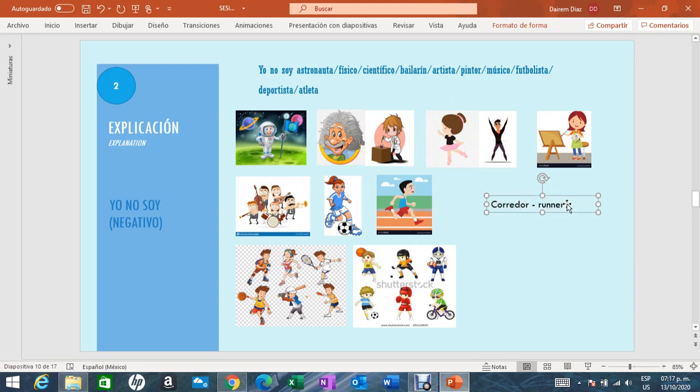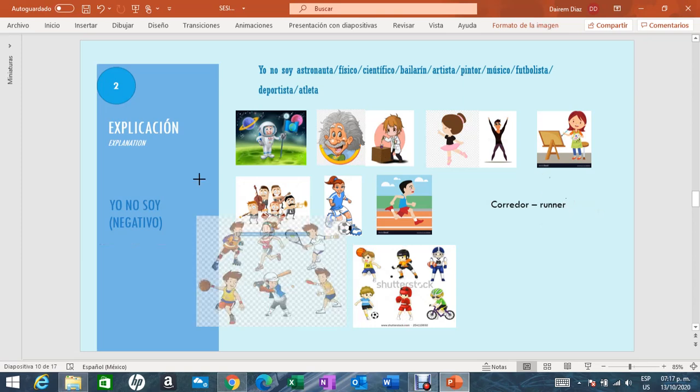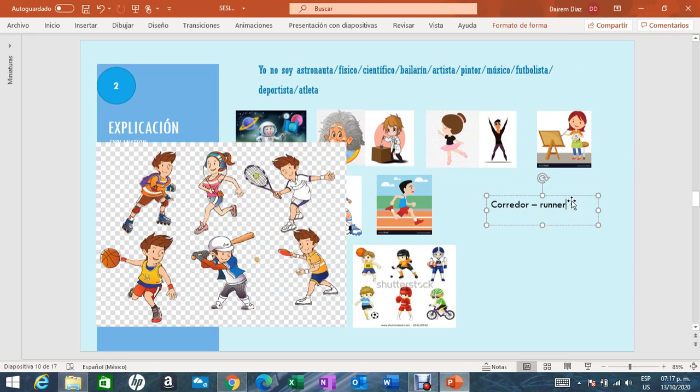Then we have, let's make this image a little bit bigger. Remember to repeat after me. Corredor. Then we have patinador. Patinador. This one. Roller skater. That is the roller skater. Patinador.